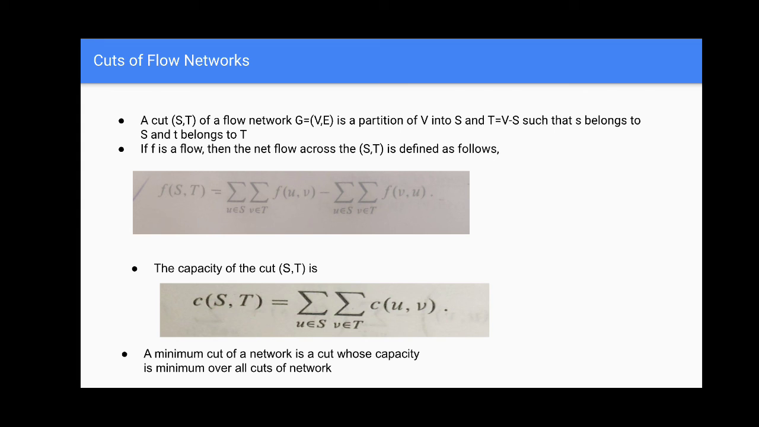The capacity of the cut (S, T) is only the one-way direction, that is equal to c(S, T), the summation of u belonging to S and v belonging to T, c(u,v). Now, a minimum cut of a network is a cut whose capacity is minimum over all the different cuts of a flow network. Notice the difference: when we define a flow, we consider the reverse flow also, but when we define the cut capacity, we consider only the forward flow capacities.